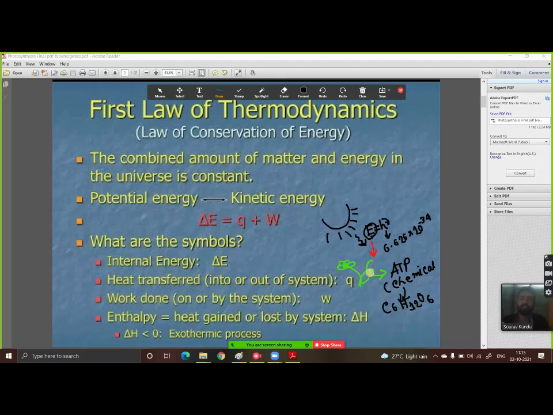So what we are seeing is that according to the first law of thermodynamics, the conservation of energy law, energy cannot be created nor destroyed. It can only transform from one form to another. So we can see that here, energy is in the form of solar energy or light energy.